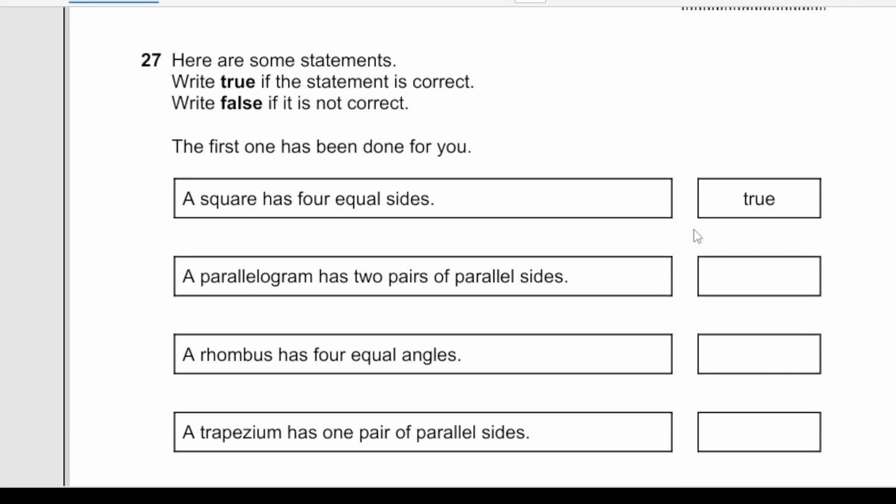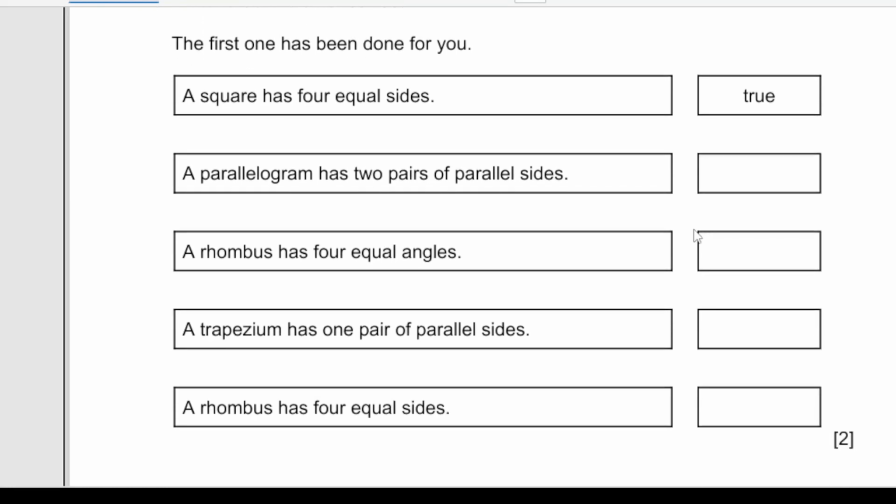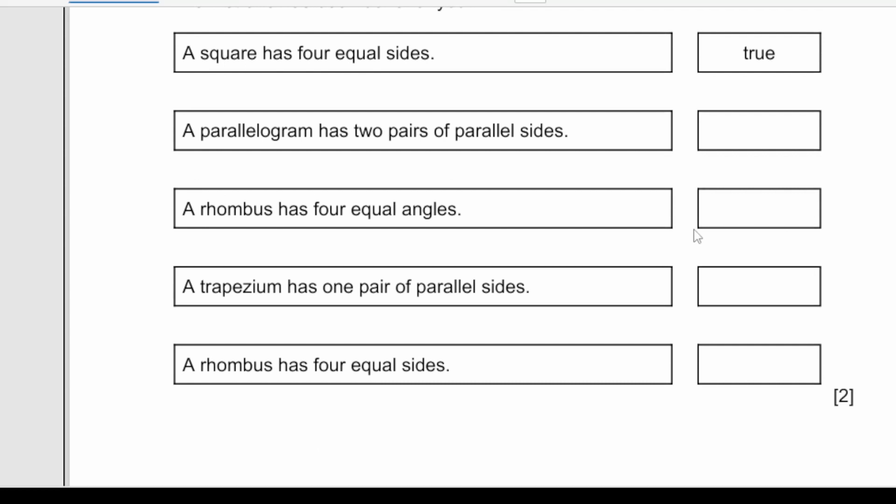Now here are some statements. Write true if the statement is correct, write false if it is not correct. The first one has been done for you. We have here a square has 4 equal sides. It's true. A parallelogram has 2 pairs of parallel sides. So a parallelogram looks like this. It has 2 pairs of parallel sides. It's true, right?